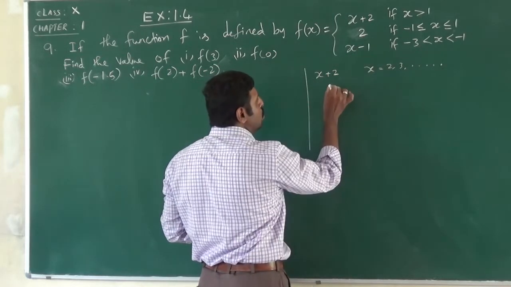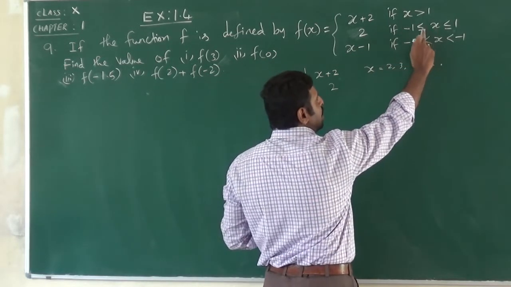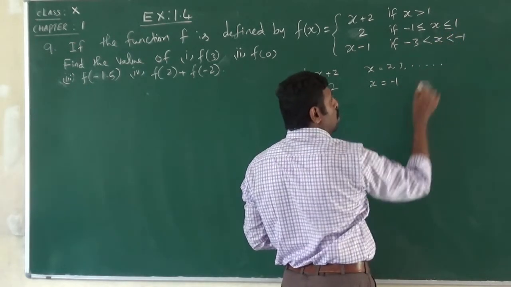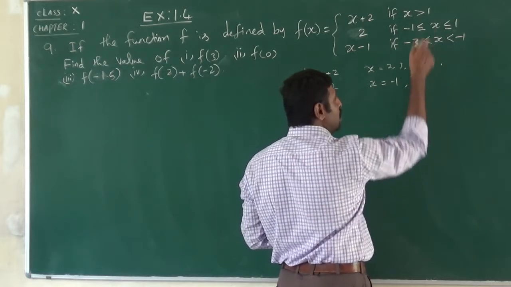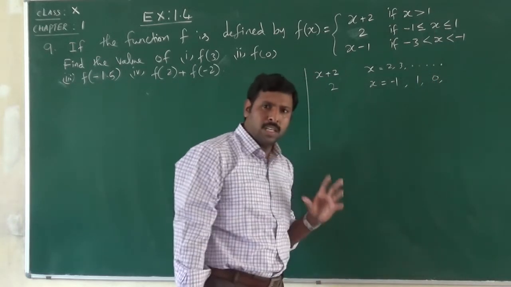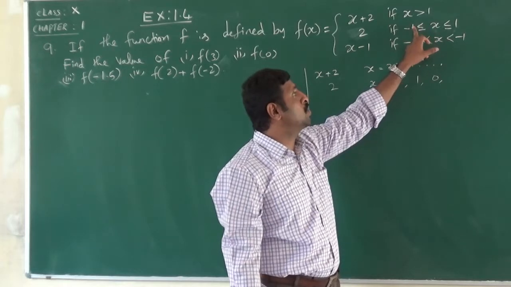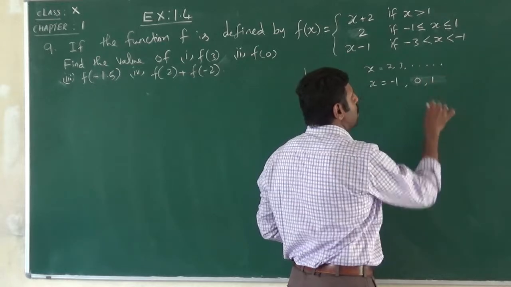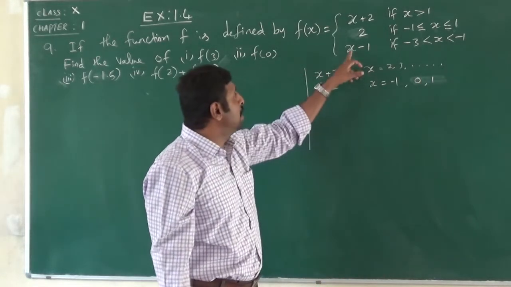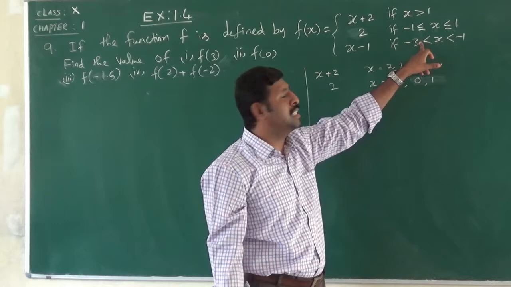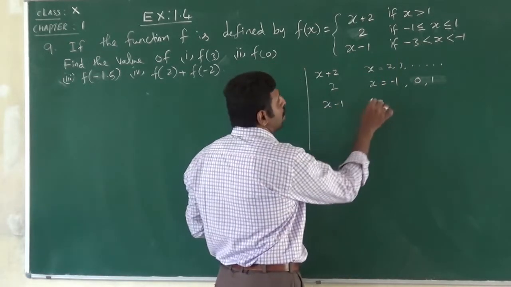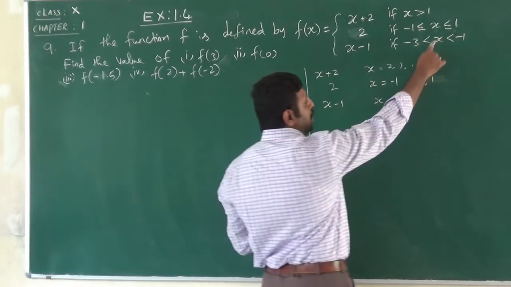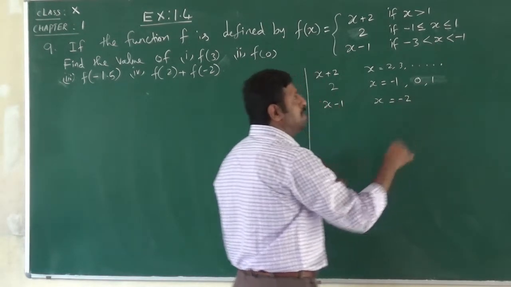Now we want to use the function 2 when x is greater than or equal to minus 1 and less than or equal to 1, including 0. Greater than or equal to minus 1, less than or equal to 1 means minus 1, 0 and 1, right? These are the values we can use for the function 2. Then x minus 1 means x is greater than minus 3 and less than minus 1, meaning only minus 2 and then the elements in between.